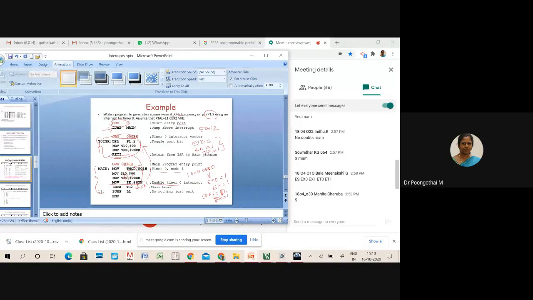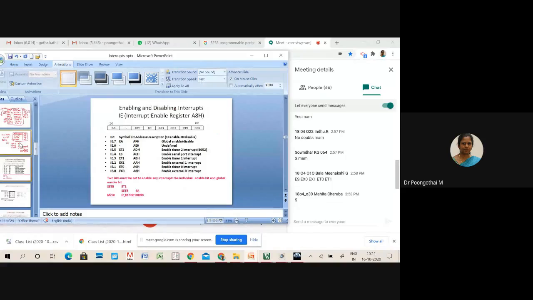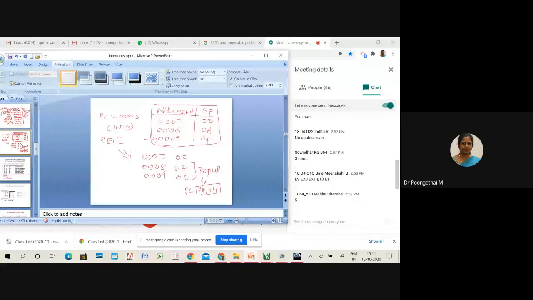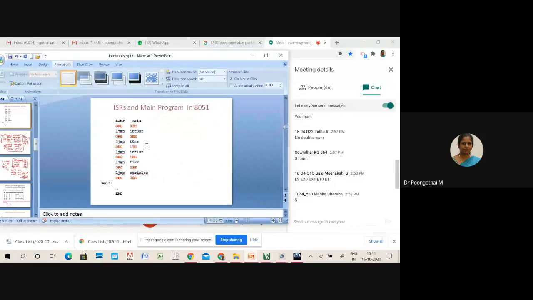So every interrupt request is associated with one address. So you have to store the starting address of the ISR, that is, the corresponding interrupt source's starting vector address: 0003 for external interrupt 0, 000B for timer 0, 0013 for external interrupt 1, 001B for timer 1, and 0023 for serial. Your main program should be stored at 0030.